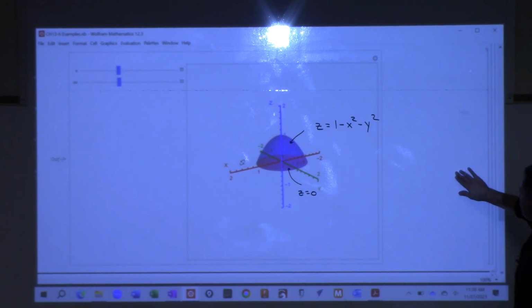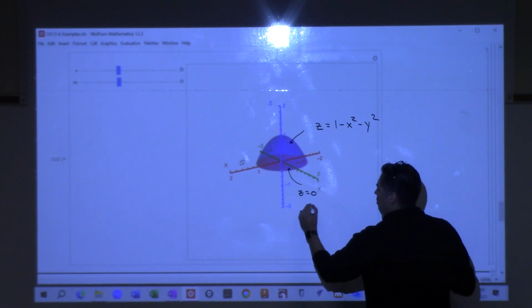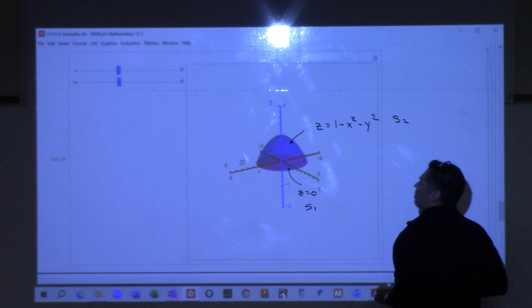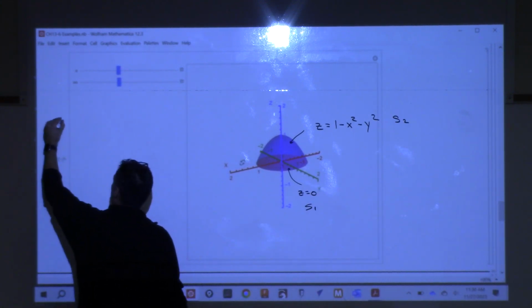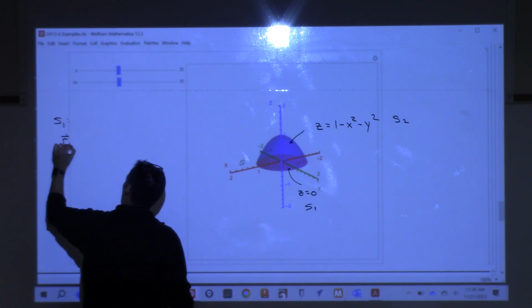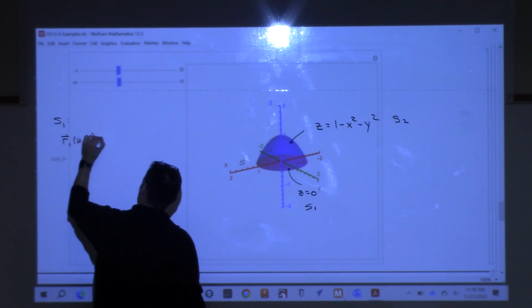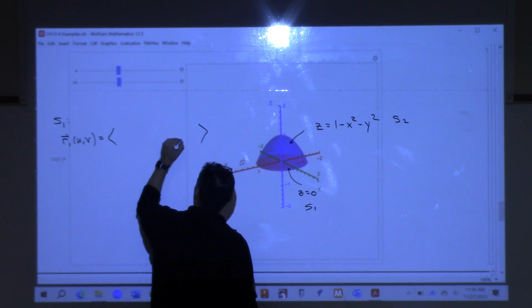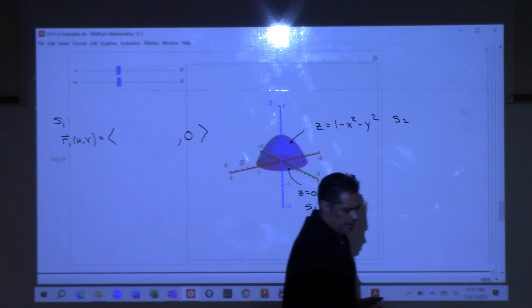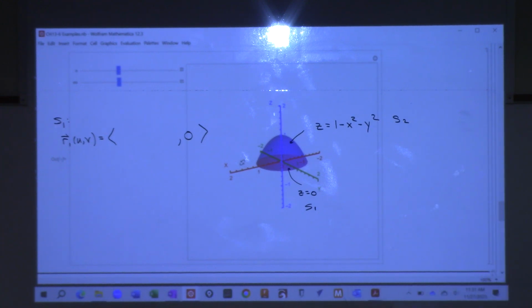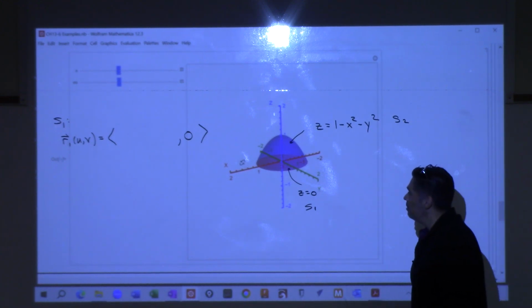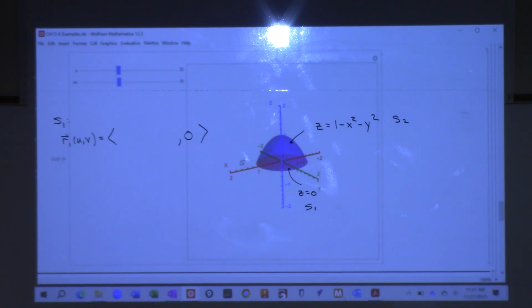How many surfaces do we have? 2, right? So let's come up with equations for them. Let's call this one S1, this one S2. Start with S1 because it's a little easier, I think. S1, R1 of UV. What can you tell me for sure? Z is 0. Okay. And then can you tell from the picture what's going on here? It's a disk. It's a disk of radius 1.